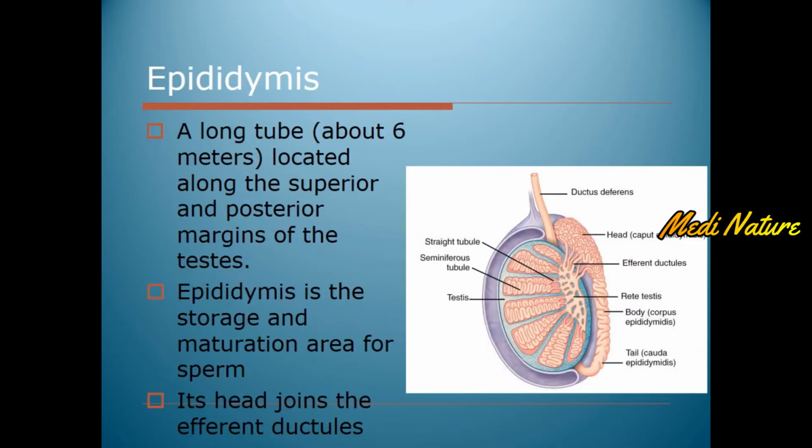Epididymis is another important part of the male reproductive system. It is a part of the duct system. It is a very long tube, about 6 meters. It is located along the superior and posterior margins of the testis. It is divided into head, body, and tail of epididymis. It is important for the storage as well as maturation of the sperms. And its head joins the ductus deferens which comes from the testis.